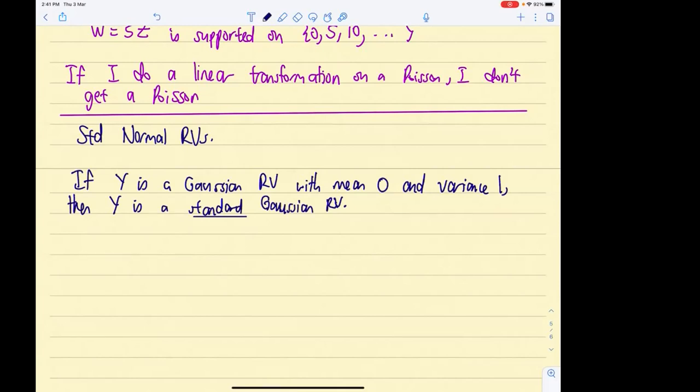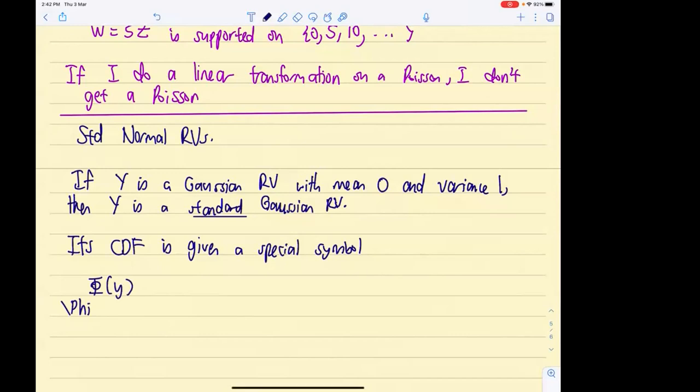Because Gaussians are so important, people actually tabulate the CDF. I'm going to talk about tabulation later on. It's a very old-fashioned thing, but we have to learn it. The CDF of a standard Gaussian is given a special symbol, this Greek letter phi. I cannot draw it properly, and its LaTeX symbol is PHI. This is the symbol for the CDF of a Gaussian.